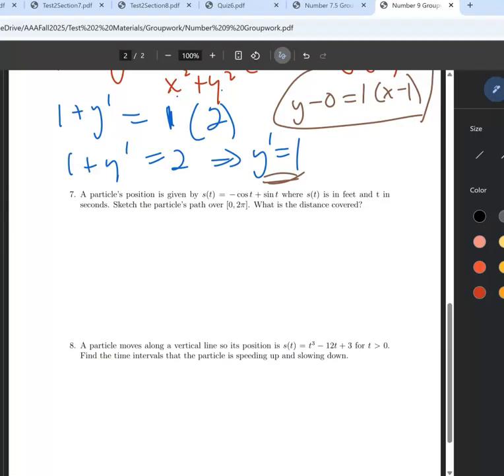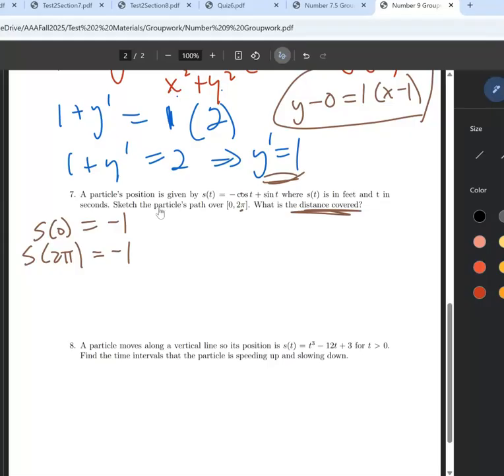Okay, so this one wants us to find the particle's path and the distance covered. So if I want to find out where it's at time 0, I put 0 in. So I get negative 1. If I want to find out where it's at the end point of 2 pi, I plug that in. Oh, look at that. I get negative 1 again.